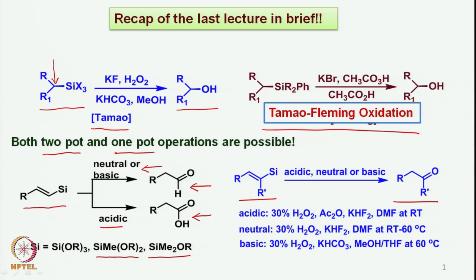As we discussed, the acidic conditions have hydrogen peroxide, acetic anhydride and this fluorine source, and DMF at room temperature. Neutral is also the same, except acetic anhydride is not there, and of course you heat from room temperature to 60 degrees, and the basic condition requires potassium carbonate in methanol at 60 degrees. So this is how the Tamao-Fleming oxidation is utilized, and it is a very important reaction as we discussed, and we saw some applications.